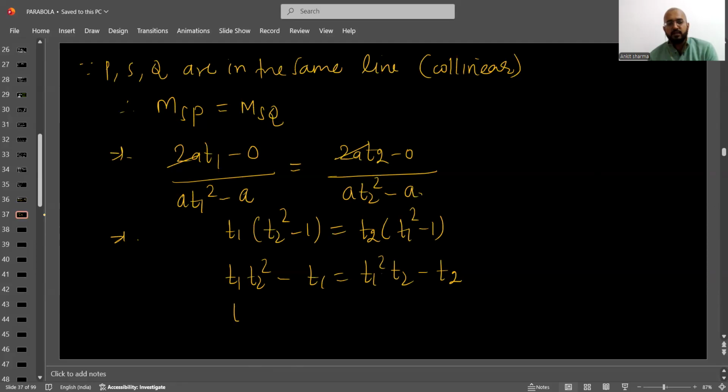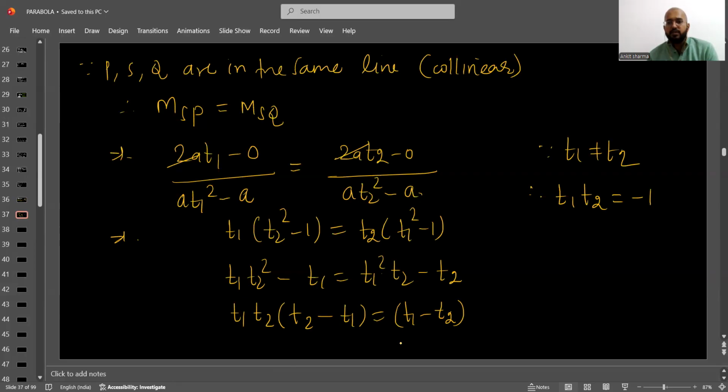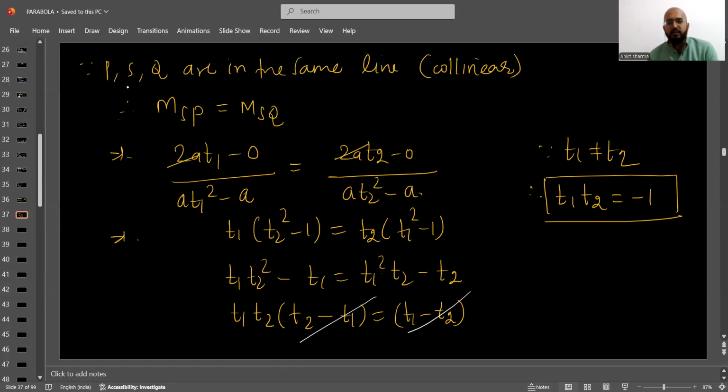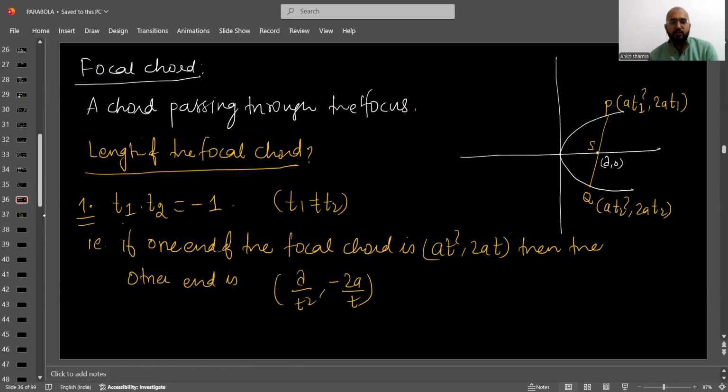We can transfer this one here, so I'll have t1 t2 common, and I'm left with t2 minus t1 is equal to, this will be, t1 minus t2. Now from here, since t1 is not equal to t2, I can cancel these two by taking one minus common. So I'll get t1 into t2 is equal to minus 1. This factor gets cancelled, leaving one minus outside. So we get t1 into t2 is equal to minus 1. Now we have proved this result.